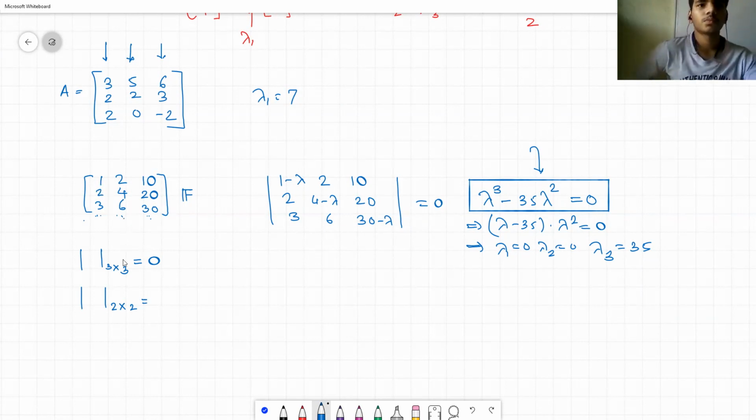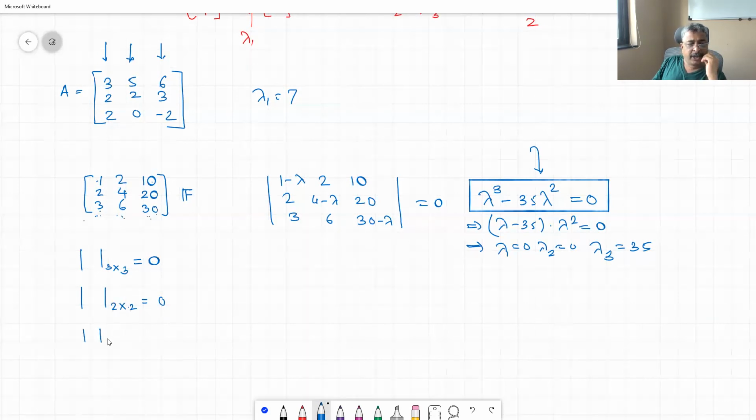1, 2, 2, 4, answer is 0. 2, 3, 4, 6, answer is 0. Any subdeterminant, 1, 10, 3, 30 is also 0. So all subdeterminants which are 2 by 2 are also 0. And the last 1 by 1 determinant is not equal to 0.